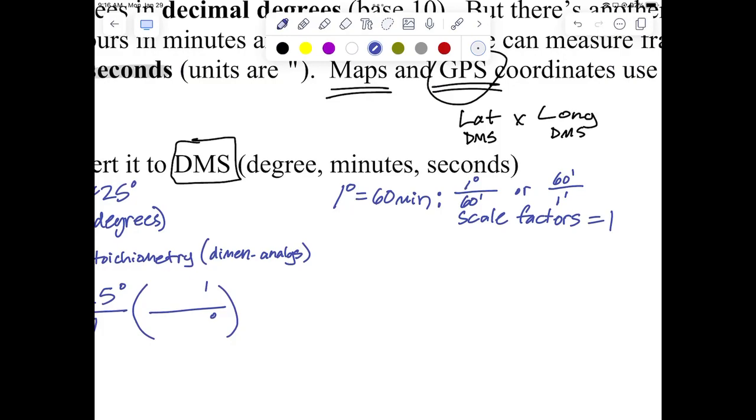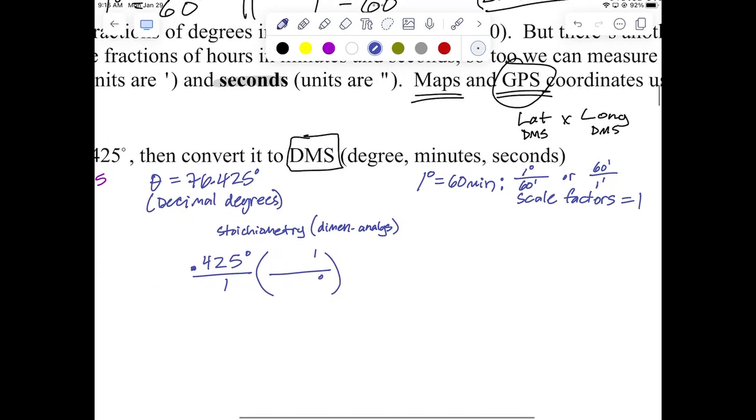Those are fractions that are equivalent to 1. They don't equal 1. 1 divided by 60 is not 1. But 1 degree is 60 minutes. So when you include units, you get these scale factors that are equivalent to 1. And isn't it okay to multiply by 1? It doesn't change the value. So that's why we set up the units first. We want the units that we don't want to divide out, and the units that we want in the final answer need to emerge.